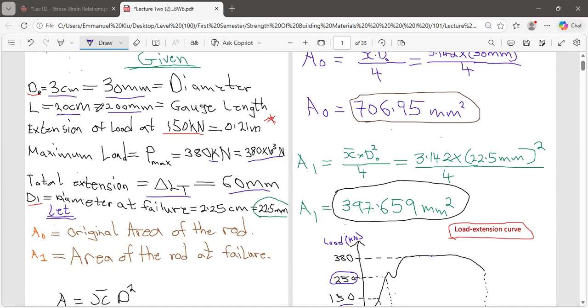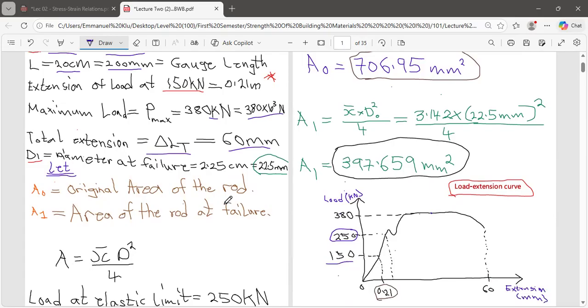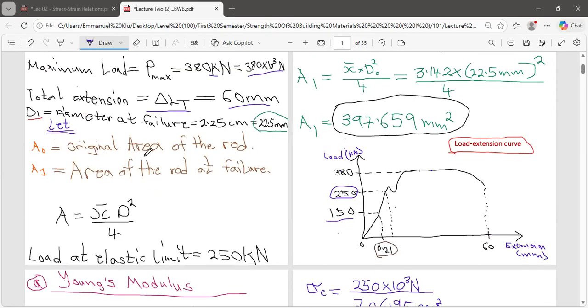Just imagine the thing being 3 centimeters, and now it becomes 2.25 centimeters. That is a very serious issue. We took our A0 as the original area of the rod, and our A1 as the area of the rod at failure.